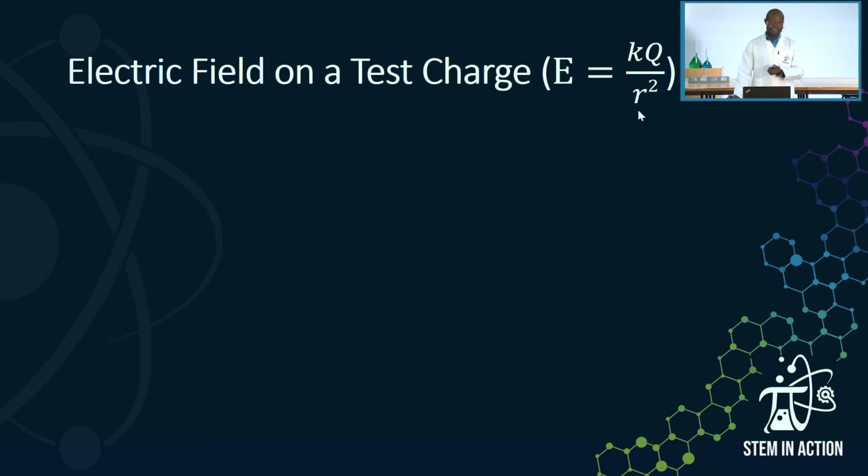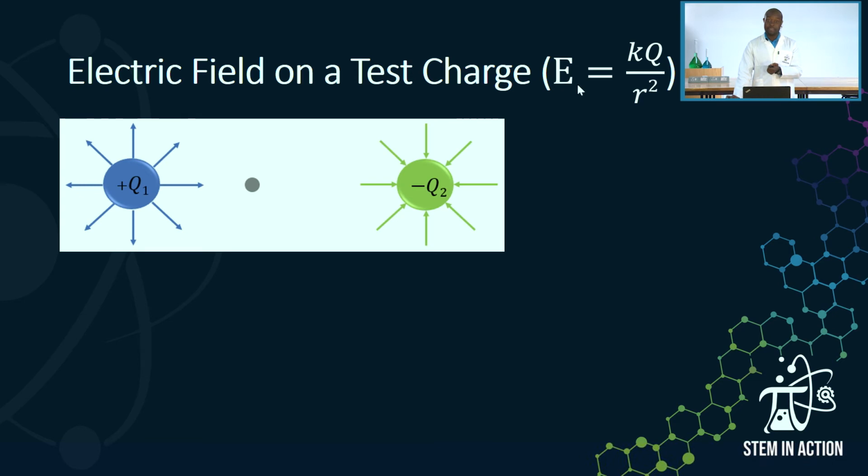Therefore, keeping this equation in mind, to find out the electric field on a point using that equation, if we have got two charges, a Q1 and a Q2, where Q1 is positive and Q2 is negative, you would remember that the electric field surrounding a positive charge is going to be moving away from the positive charge, but moving towards a negative charge.